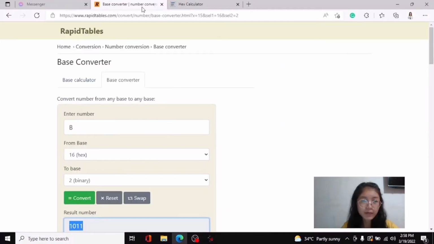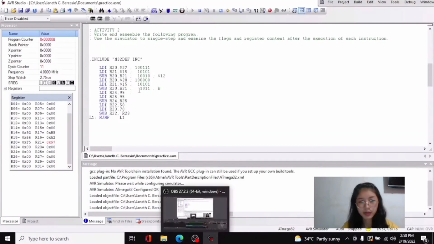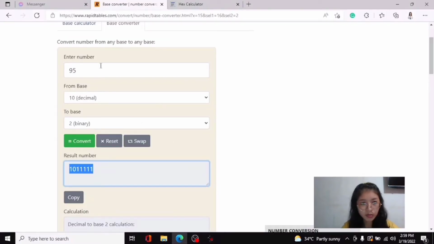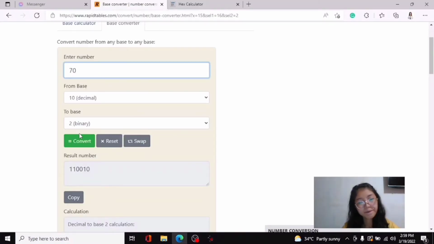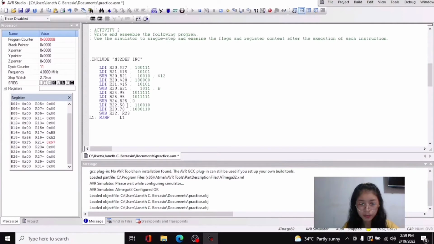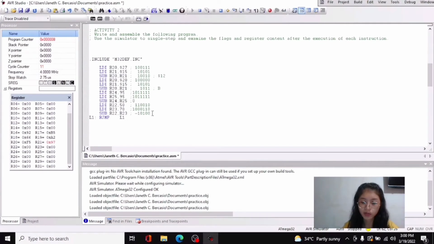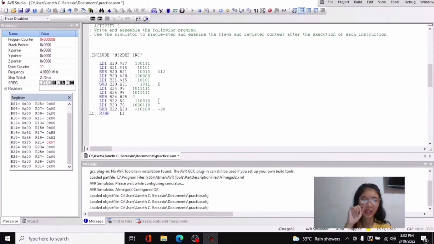95 is a decimal number, so we have to change the base from hex to decimal. That is 95. Since they are just the same, I will just copy it. Subtracting 95 minus 95, I assume this is 0. Okay, so loading 50, still in decimal, because there is no dollar sign. And 70. Subtracting 50 and 70 is negative 20. This is equivalent to negative 20. Now we are ready to simulate the program.